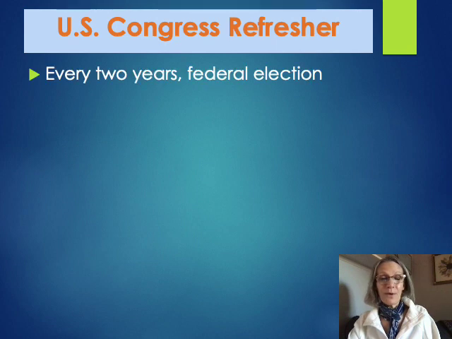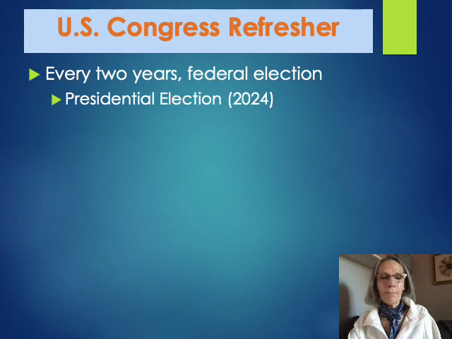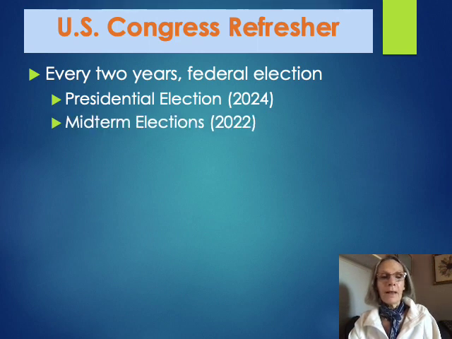So as you know from the previous lecture, every 2 years we have a federal election. Our next presidential election is in 2024, and that's when the President of the United States is elected to serve a 4-year term. And then every other year, we have the midterm elections. For example, we had a presidential election in 2020. It was Joe Biden versus Donald Trump. Joe Biden won. The midterm election in a few weeks is in 2022. It's halfway between the presidential elections.